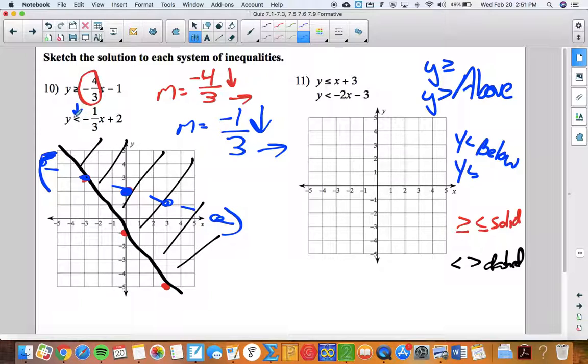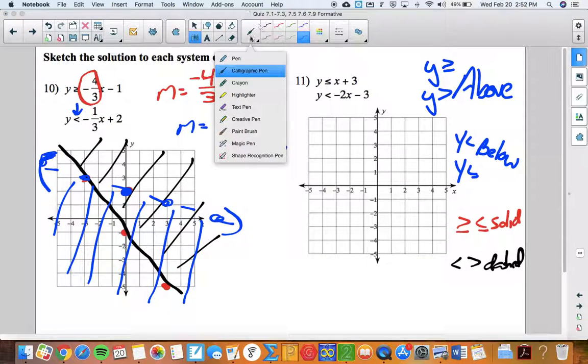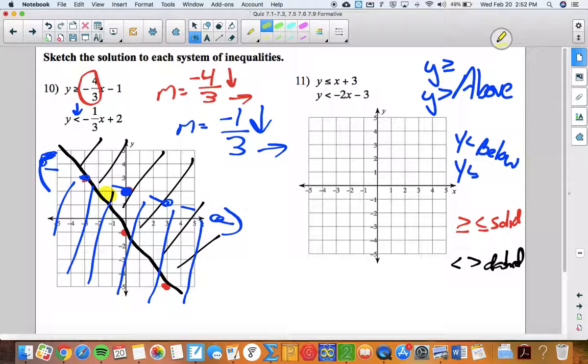And now we're going to shade below the line. So I'm shading below the blue dashed line. And your solution is where both shadings occur, which is right here. It's this piece of pizza.